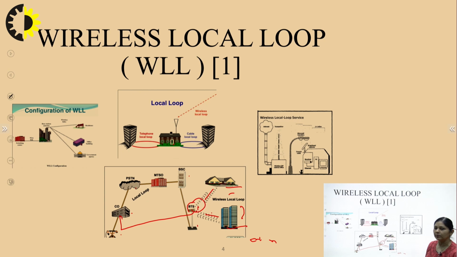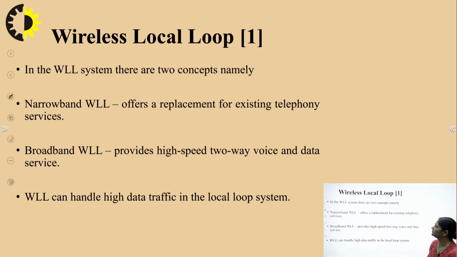wireless local loop. So there is no need to join these connections by a copper cable. Rather than this, they are connected wirelessly. Such a type of connection is called wireless local loop. Ultimately, we are connected to the PSTN.